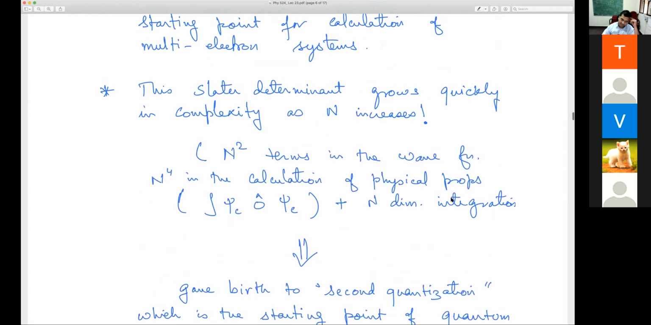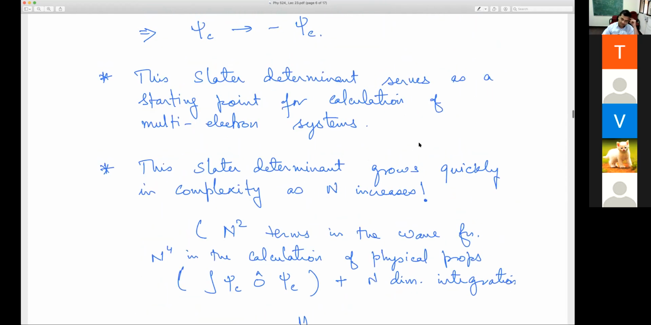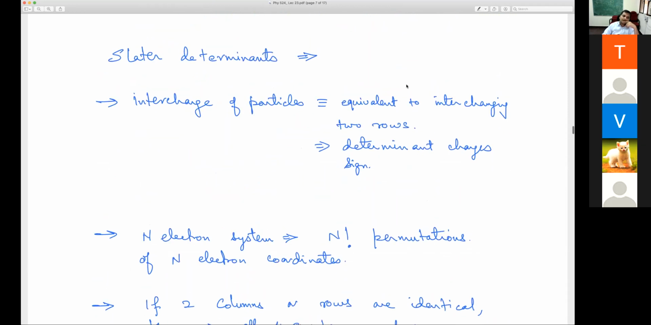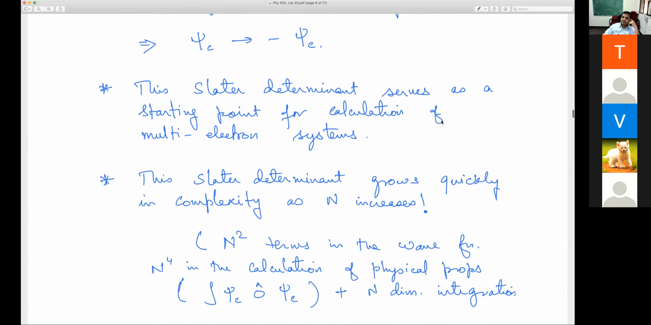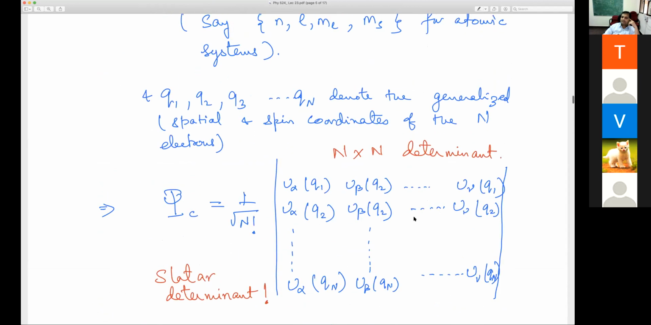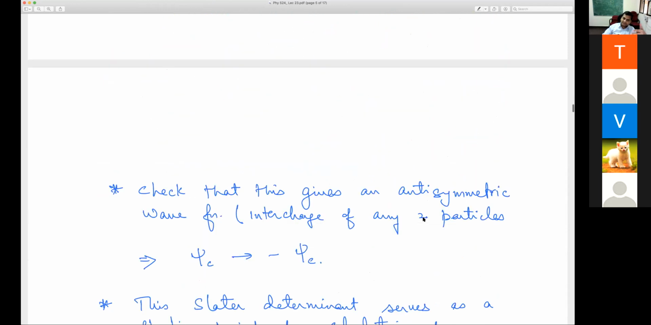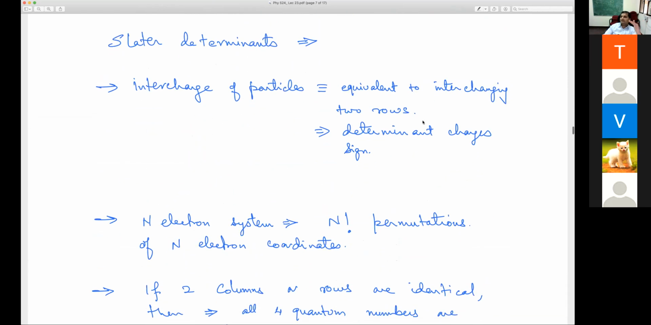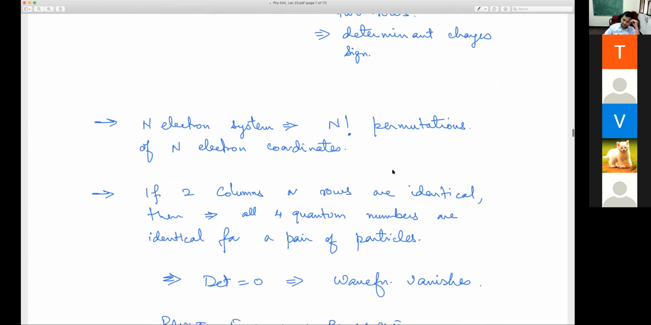But that's a detour. Let's come back to the Slater determinant and its properties. I already argued that interchange of particles in the Slater determinant is like changing two rows, because remember the rows label the particles. Q1 is row 1, Q2 is row 2, Q3 is row 3, and so on. If I interchange two particles, I am interchanging two rows. And in any matrix, if I interchange two rows, the determinant changes sign. That's important.